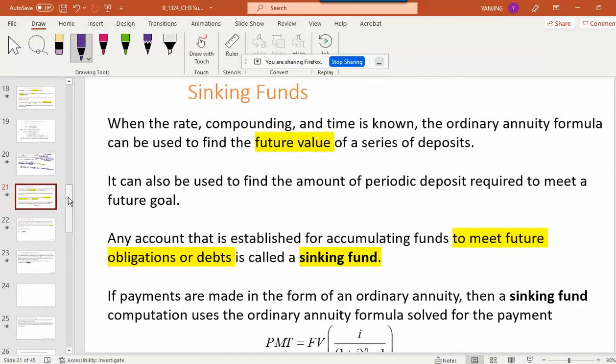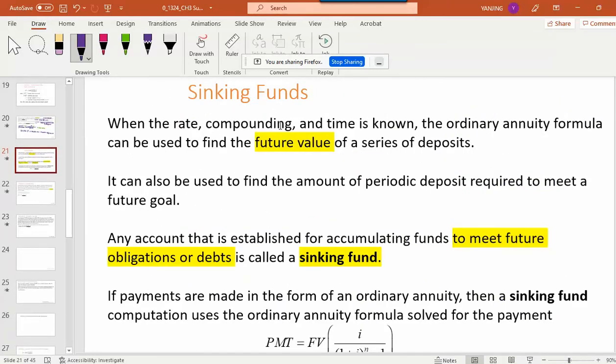All right, we're gonna look at another one called a sinking fund. So what's a sinking fund? I explained it a little bit earlier, right? The amount that it takes for accumulating funds to meet a future obligation or debt is called a sinking fund. So this is just a fancy name for the business, basically.